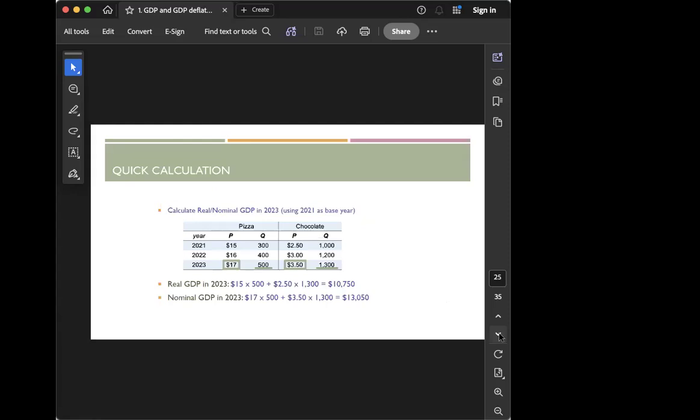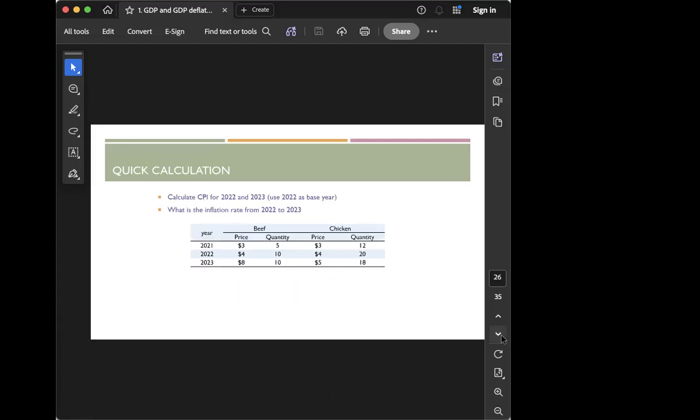So yeah, we're going to try to do a quick calculation. We're going to calculate CPI for 2022 and 2023, using 2022 as the base year, and then calculate the inflation rate from 2022 to 2023.